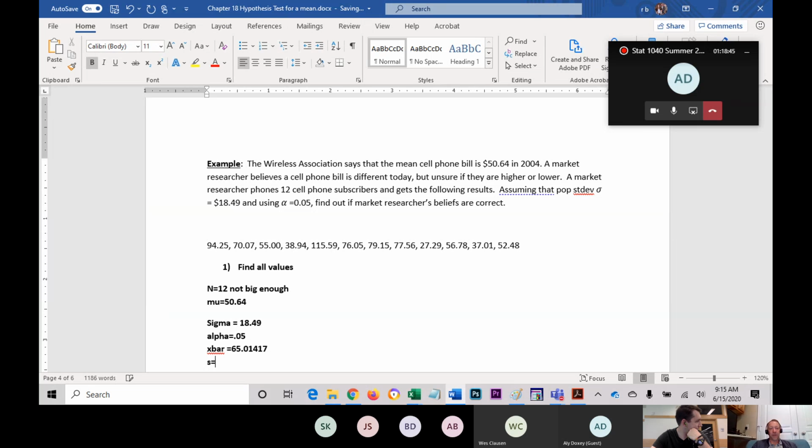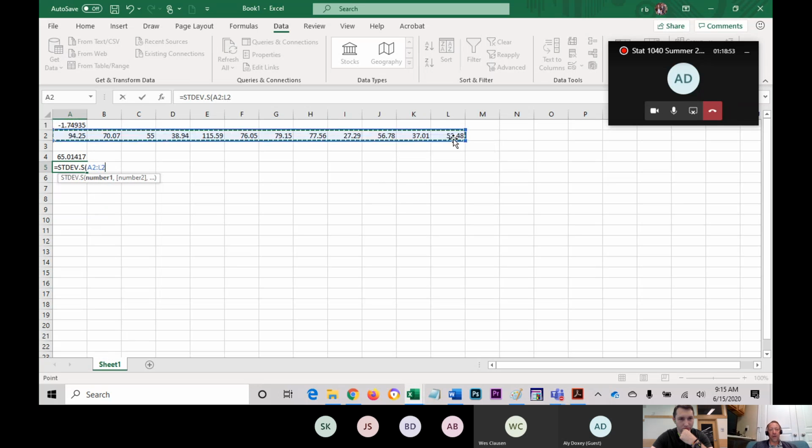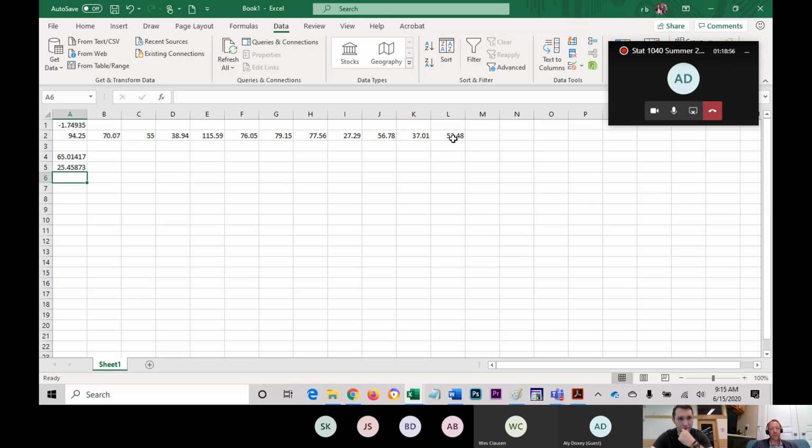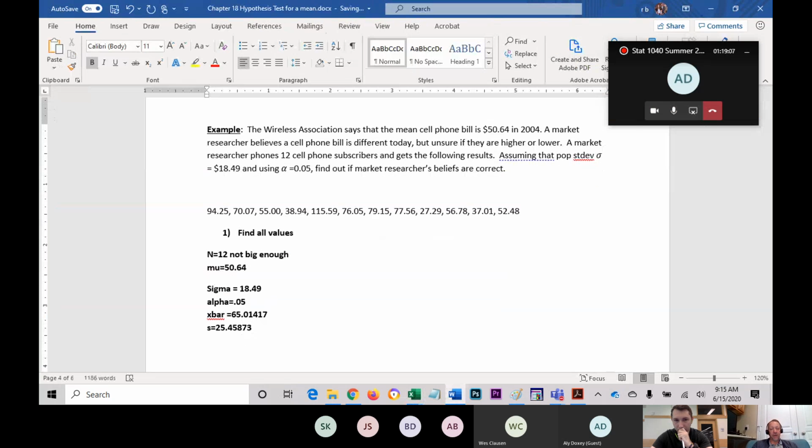Just for fun, we could figure out the sample standard deviation, since I've got this here. I don't know if I'll need it, but it's $25.45. If it's a t distribution, I'll need my degrees of freedom. What would my degrees of freedom be? It would be 11. So I'm going to put that there just in case.